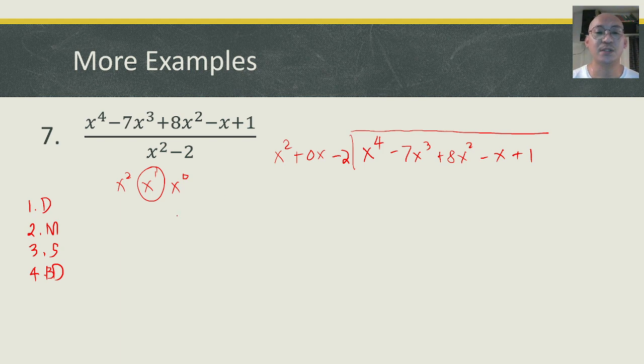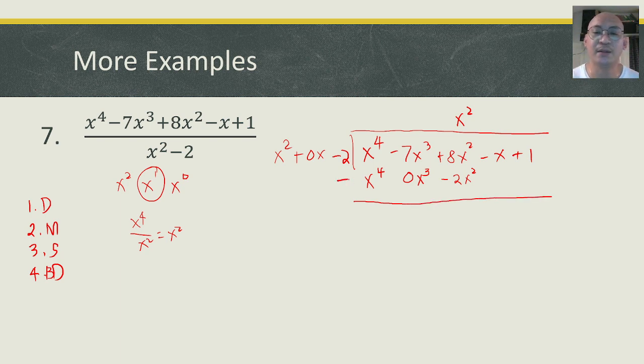Divide the first terms. X to the 4th divided by x squared is x squared. So align it to the terms that are similar. For x squared times x squared is x to the 4th. X squared times 0x, that is 0x cubed. X squared times negative 2 is negative 2x squared.